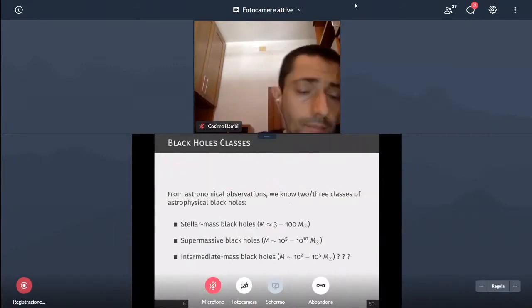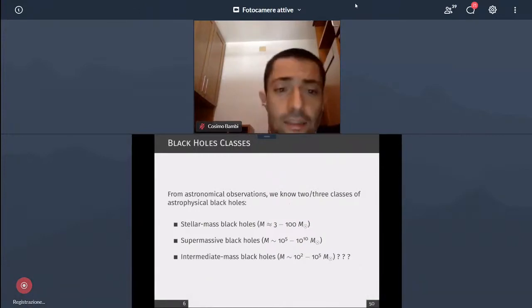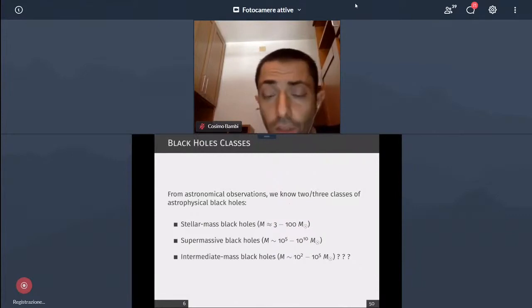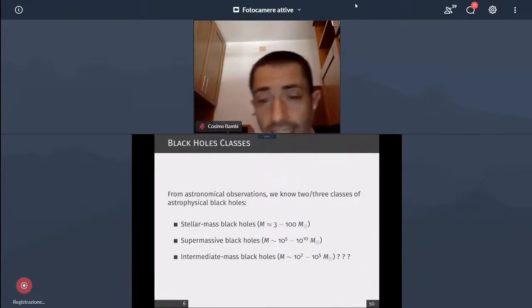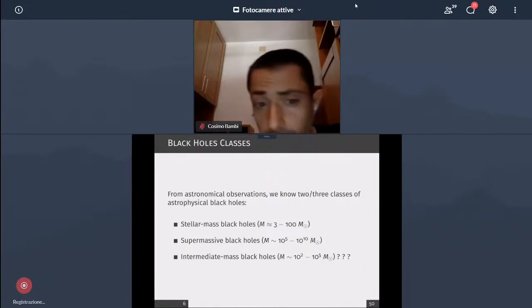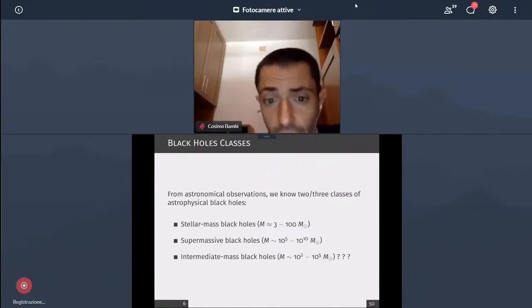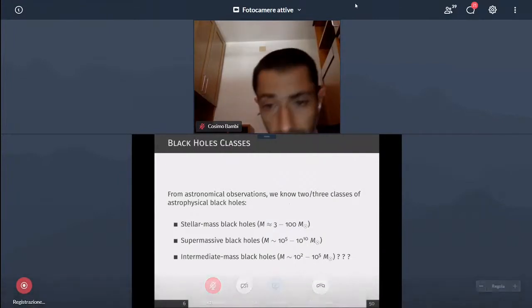From the astrophysical point of view, we know two, three classes of black hole. Stellar mass black holes are the natural product of the collapse of heavy stars after they exhausted the nuclear fuel. Supermassive black holes are at the center of every normal galaxy. We don't completely understand how they really form and grow, but there is strong evidence these objects are there. And then there is also some more controversial evidence for the existence of intermediate mass black holes, with a mass filling the gap between the stellar mass and the supermassive ones.